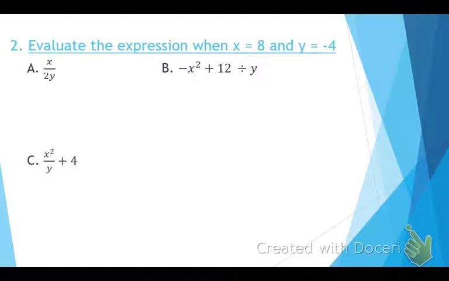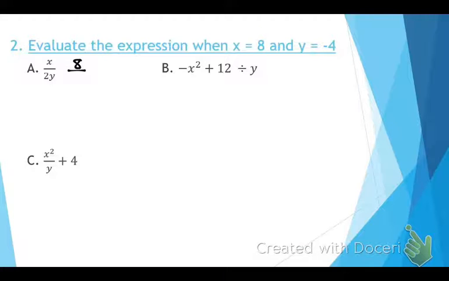For the next one, evaluate the expression when x equals 8 and y equals negative 4. Repeat after me. Plug it in, plug it in. Plug it in, plug it in. So we're going to try to get rid of these letters and turn them into numbers. So instead of having an x right here, what will I put in place of it? 8. Let's go ahead and put an 8.